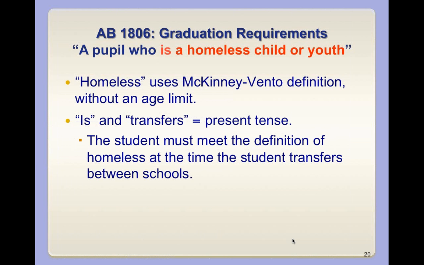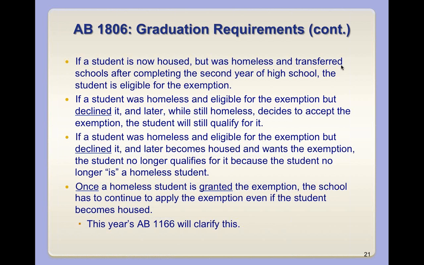So let's break that down a little bit and put it into some specific examples. Example 1: if a student is now housed, but they were homeless, and they did transfer schools while they were homeless after completing their second year of high school, then the student is eligible for the exemption. So they might be housed now, but previously, and at the same time, they were both homeless and transferred schools after they completed that second year of high school, so they're eligible for the exemption.